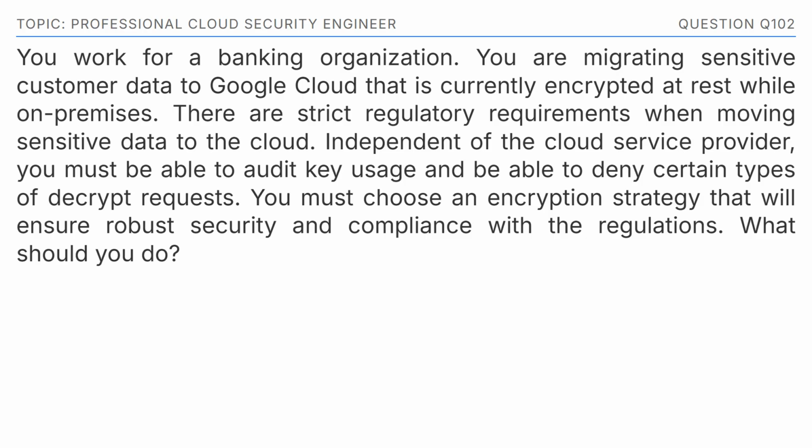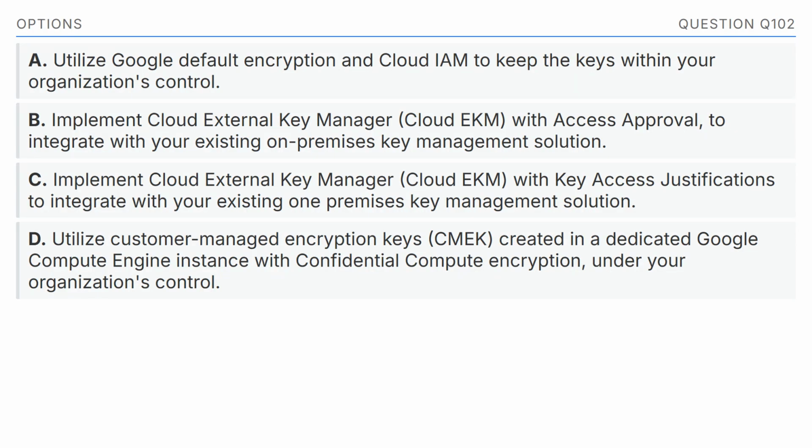What should you do? The options are: Option A, utilize Google default encryption and Cloud IAM to keep the keys within your organization's control. Option B, implement Cloud External Key Manager, Cloud KMS, with access approval, to integrate with your existing on-premises key management solution. Option C, implement Cloud External Key Manager, Cloud KMS, with key access justifications to integrate with your existing on-premises key management solution.